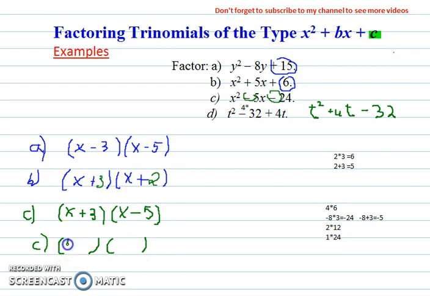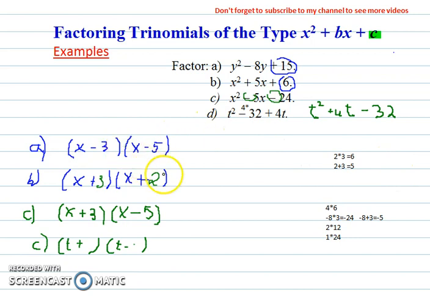So if we have t plus a number, and then we can have t minus a number that we don't know yet. So two numbers, we see 32, we can do 2 times negative 16, we can do 1 times negative 32, we can do 4 times 8. So we see that if we do 4 times 8, 8 minus 4 is 4.